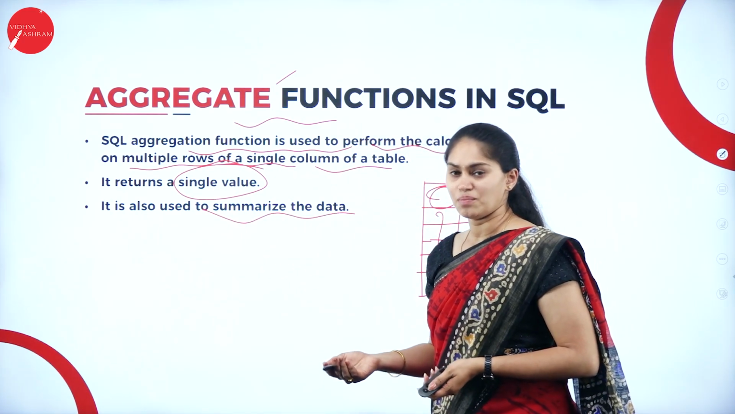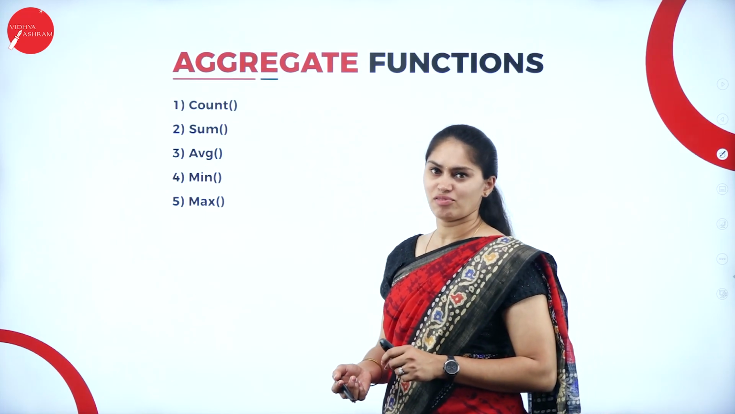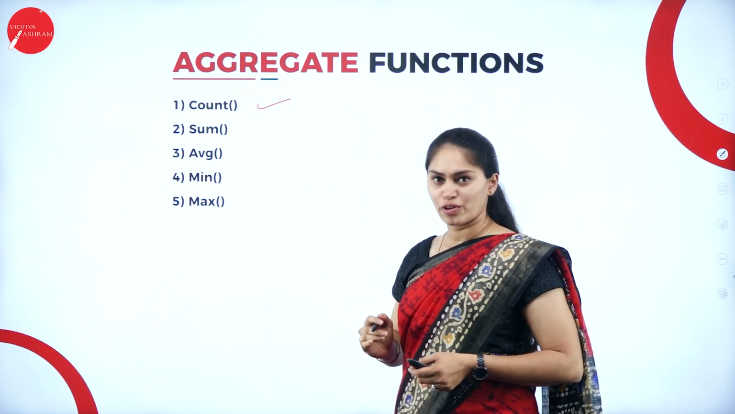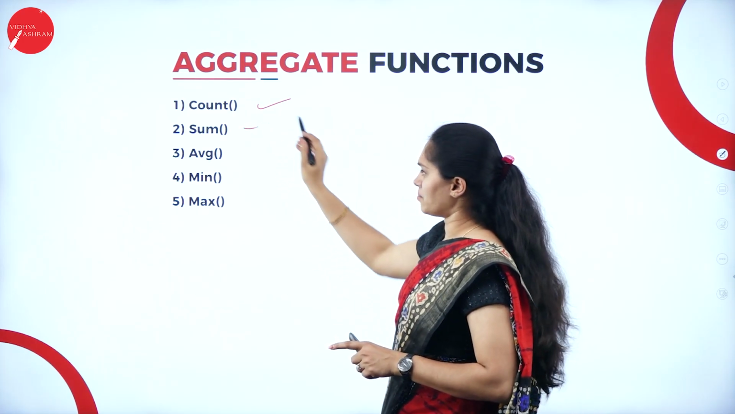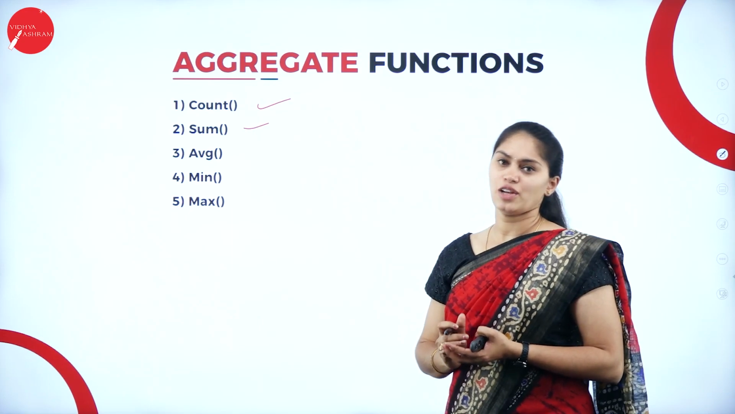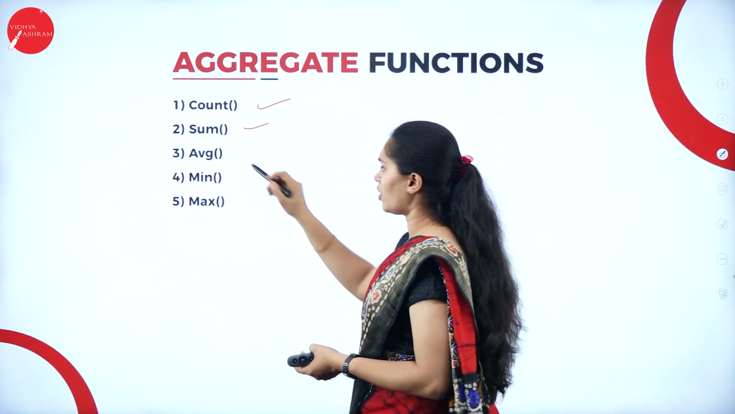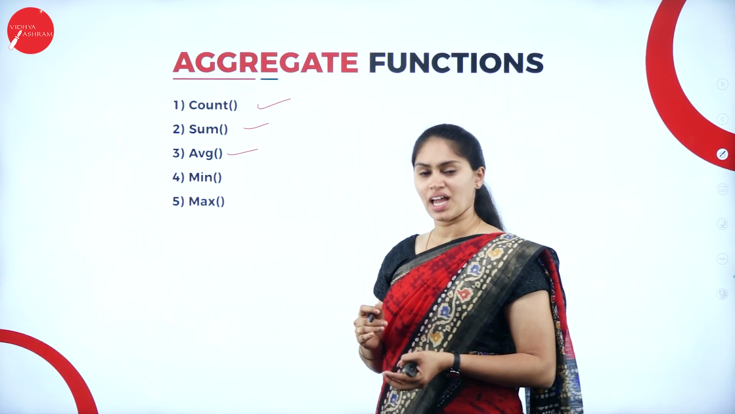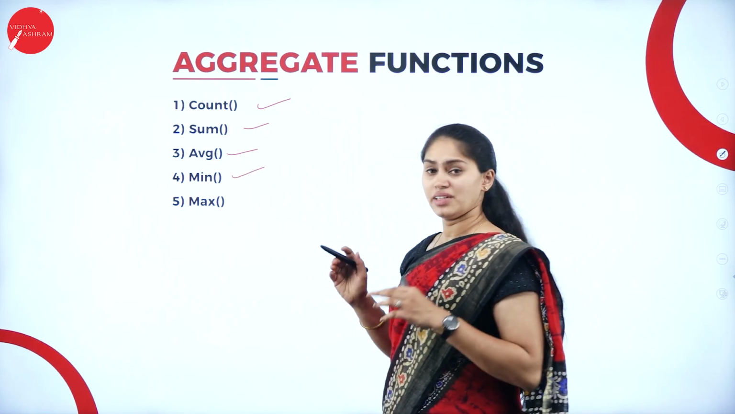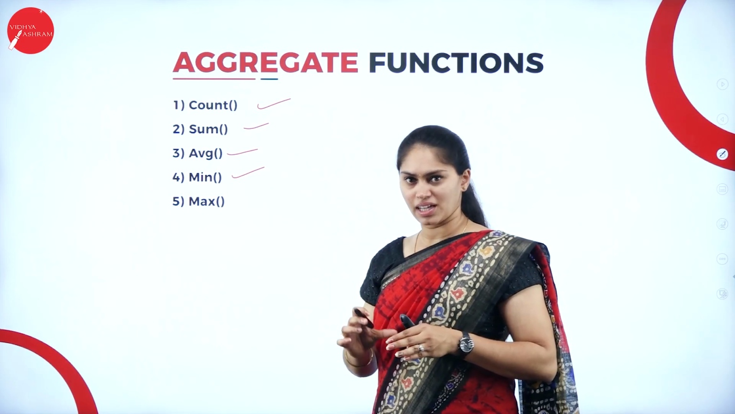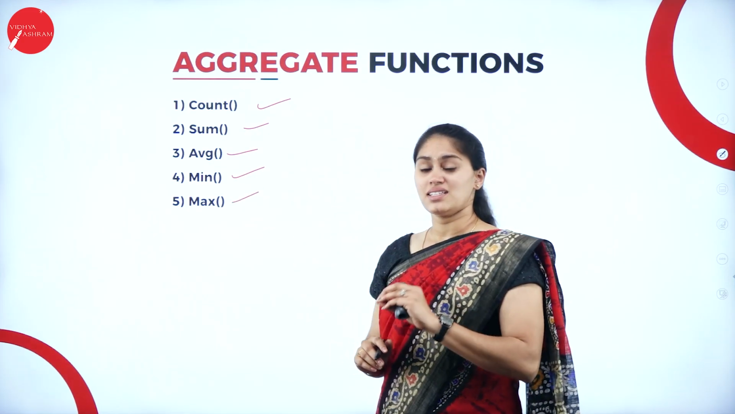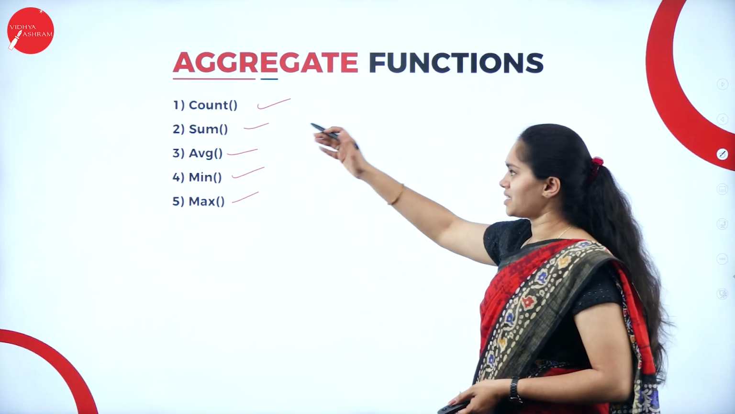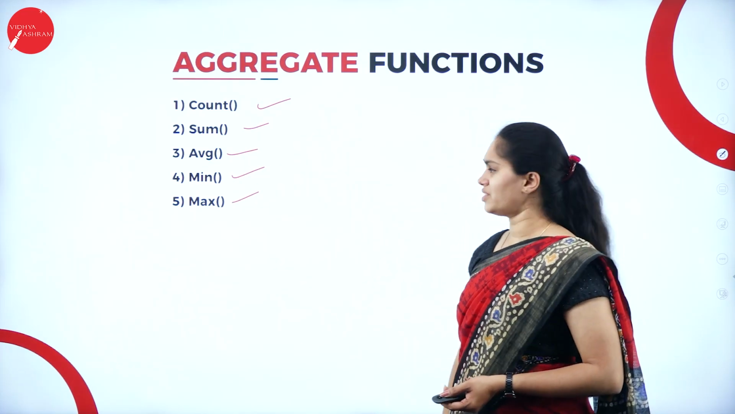and also it is used to summarize the data. Then what are the types of aggregate functions we have? It includes count, which counts the number of rows in a particular column, and sum, which adds all the values of the rows in a particular column. Average adds all the values and divides by the number of rows in a particular column. Minimum returns the minimum value of that particular column, and maximum returns the maximum value of a particular column. Here let me explain each aggregate function with an example.